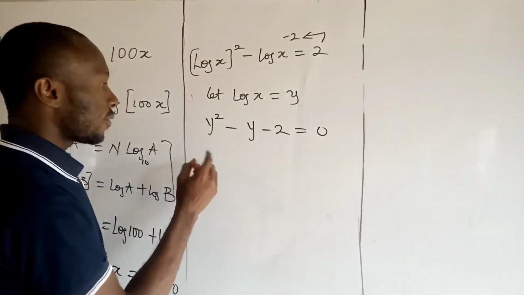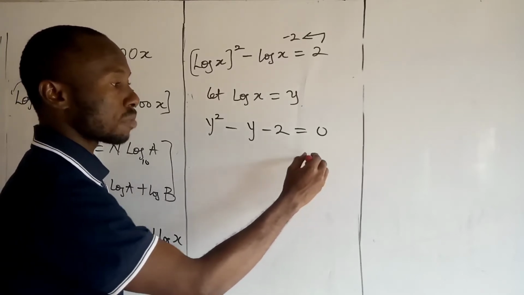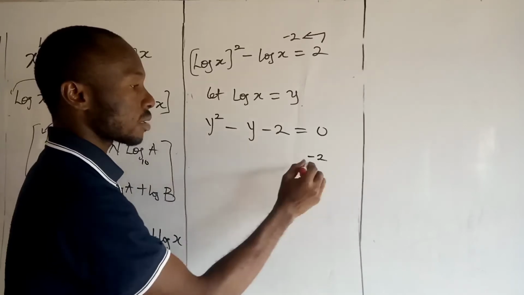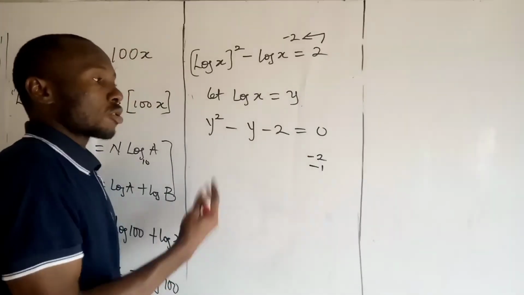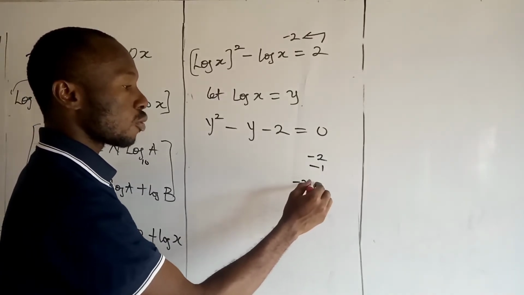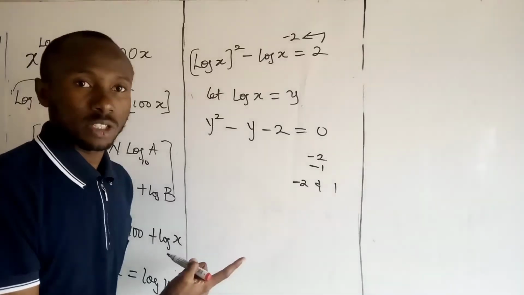So I'm looking for two values such that when I multiply these two values, I'll get minus 2, that's this guy. And when I add these same two values, I'll get minus 1. So that's the two values I'm looking for. So the two values, of course, are minus 2 and 1. Okay, let us see if it is true.